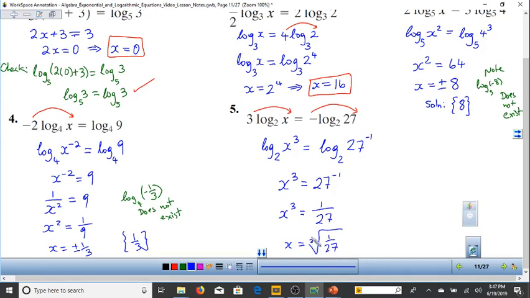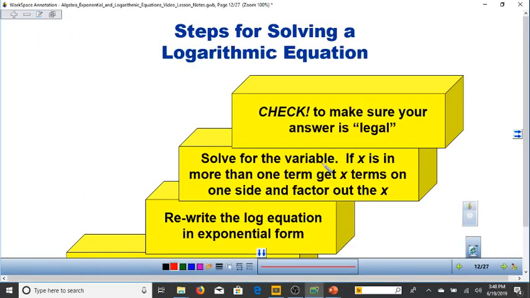And of course, that's the cube root of 1 on top, which is 1, and the cube root of 27 at the bottom, which is 3. So the answer is x equals 1/3. Not plus or minus because it's a cube root. And that is our answer. You can check it and you will see that it works out to be just that.